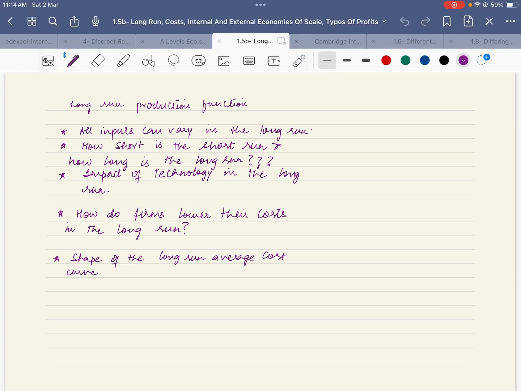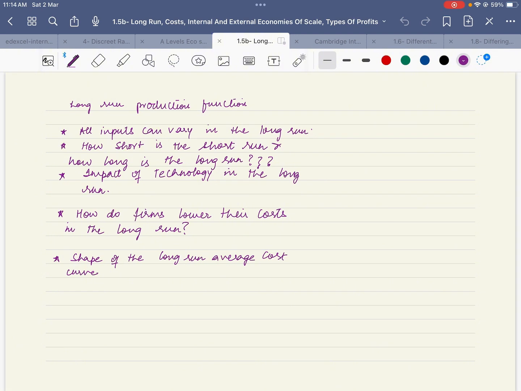Long-run production function. The core difference between long run and short run is that all inputs can vary in the long run. The question here is how short is the short run and how long is the long run? This varies from industry to industry. For some industries, short run can be as short as a few weeks or a few months.